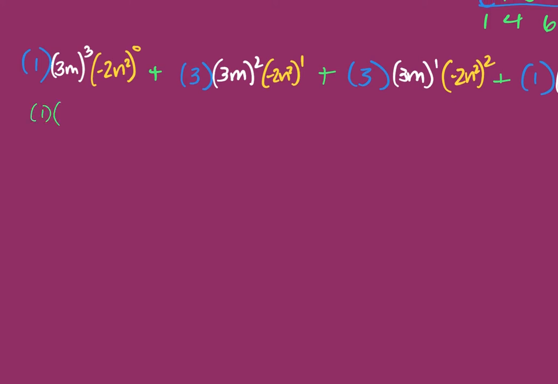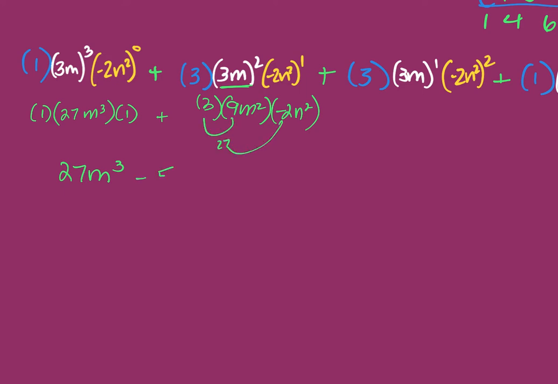3m to the third is what? What's 3 to the third? 27. And then m to the third. What's negative 2n squared raised to the 0 power? 1. So this becomes 27m to the third. Then I go to the next one. First I'm going to do this exponent. So 3, 9m squared, and then negative 2n squared. So 3 times 9 is 27, times negative 2 is negative 54, m squared, n squared.